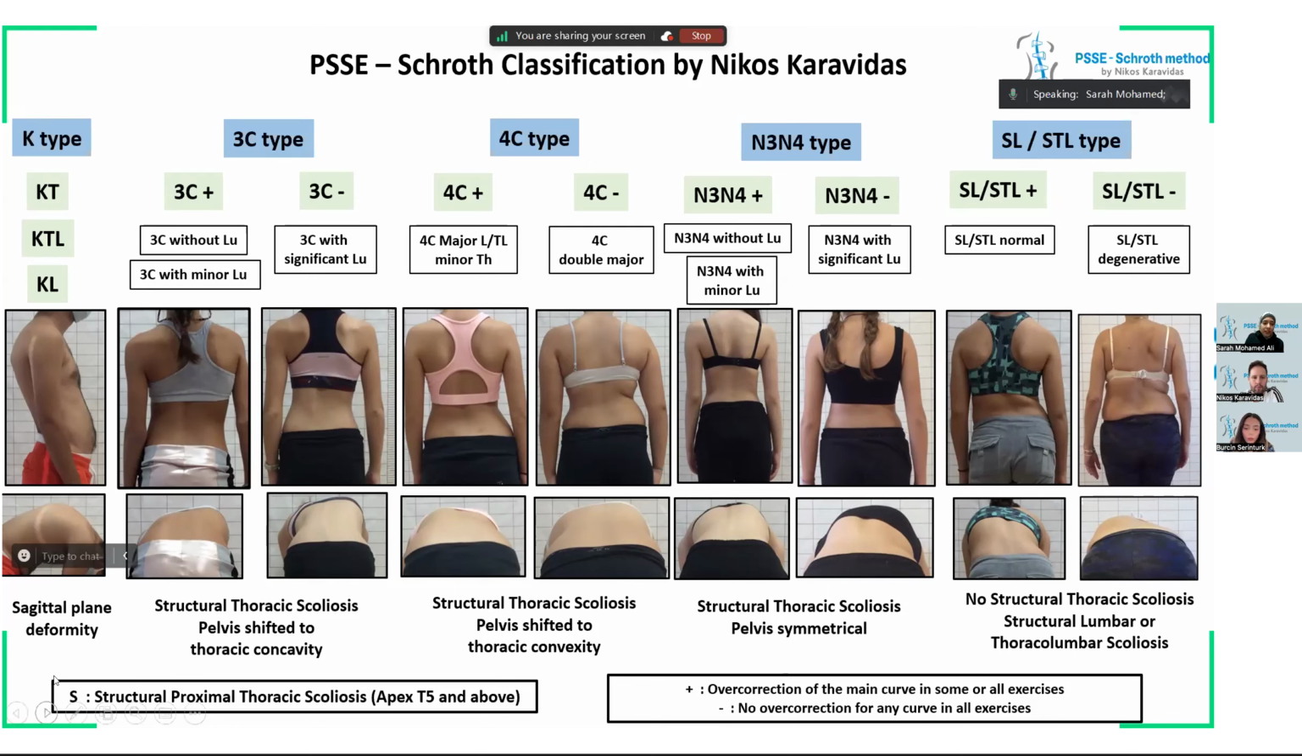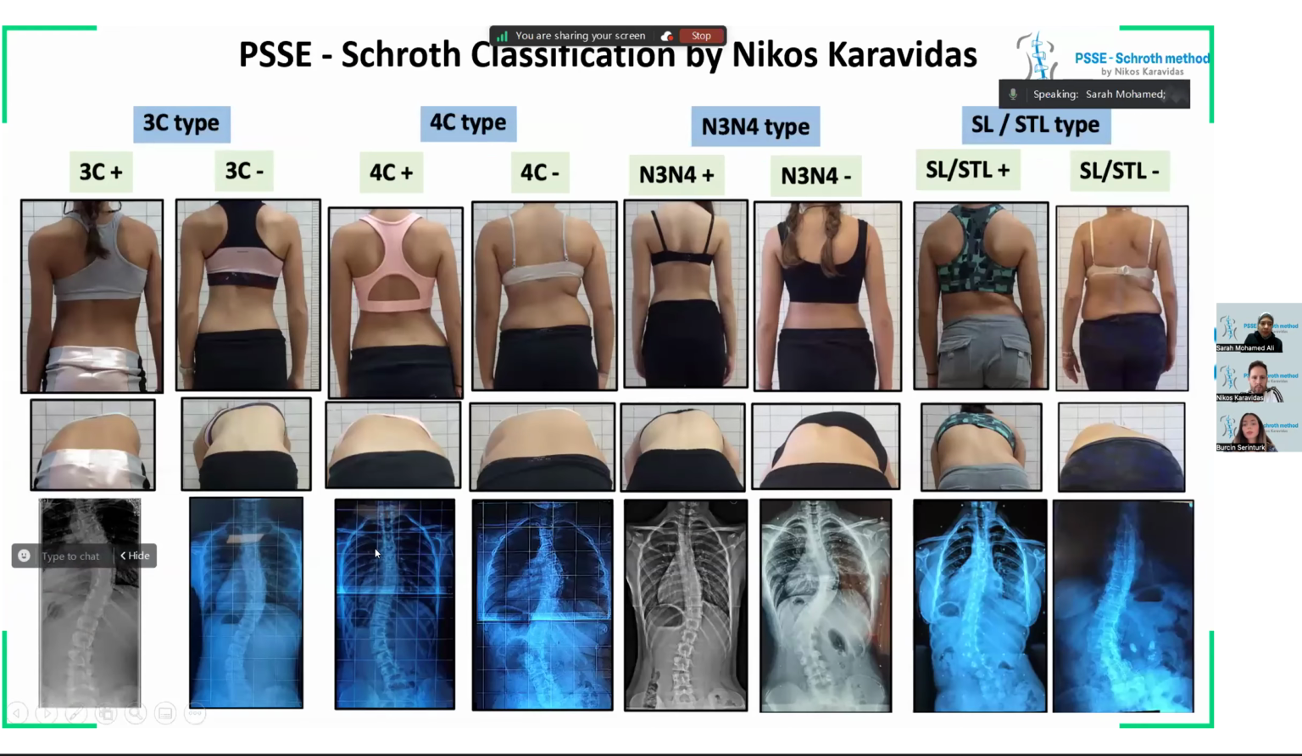Okay, here is the S, the S letter, for structural proximal thoracic. When the apex is T5 and above, it means that in any curve type, either 3C, 4C, non-3, non-4, or SL, STL, I can have an S type or proximal thoracic scoliosis. Okay. Here it shows the X-rays related to the above curve types, which altogether make 8 curve types.